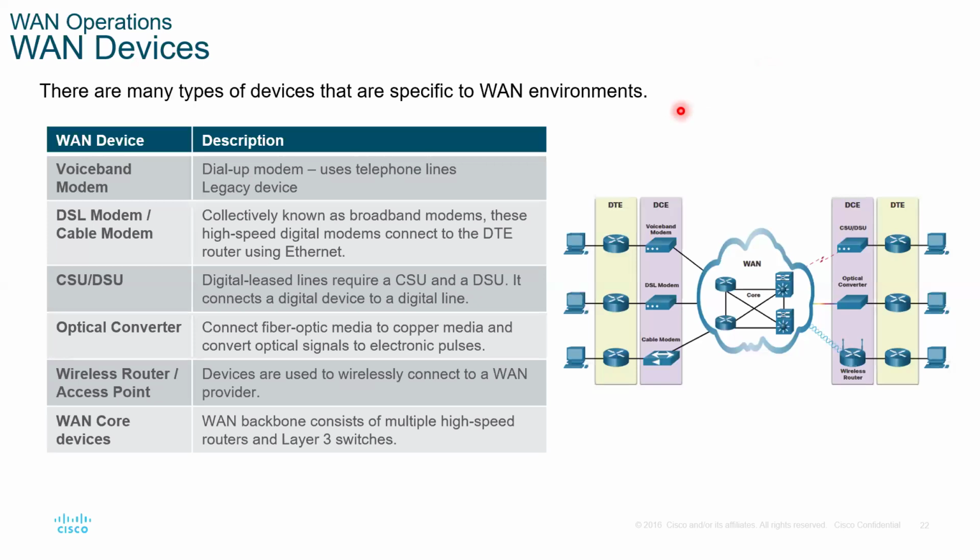Now we look at the WAN devices, and there are many types of devices that are specific to wide area network environments. To begin, we have the voice band modem, which uses telephone lines. It's a legacy device. Okay, the voice band modem.